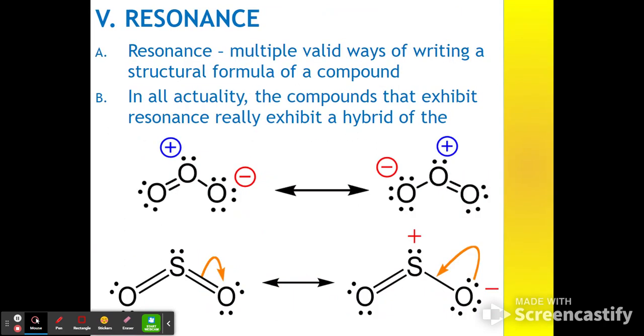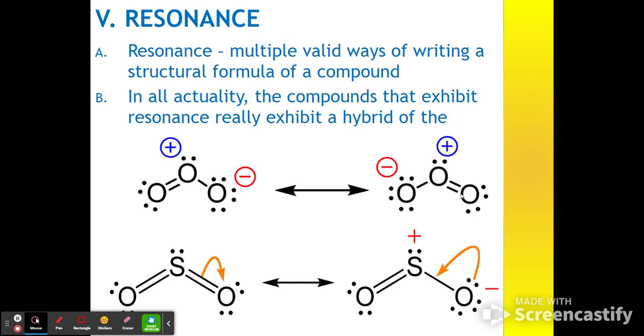Resonance, multiple valid ways of writing a structural formula of a compound. So in all actuality, it really exhibits a hybrid of the structures. Apparently I made the picture too big. So here, we could have the single bond on these two oxygens and the double bond over here, or we could be on these two oxygens for the single bond and these two for the double bond. Both of these are valid ways of drawing the structural formula.